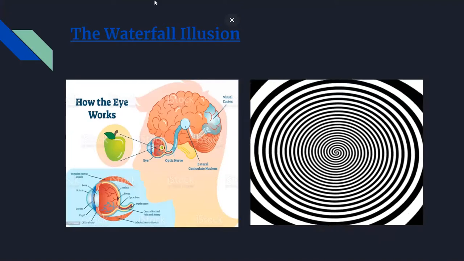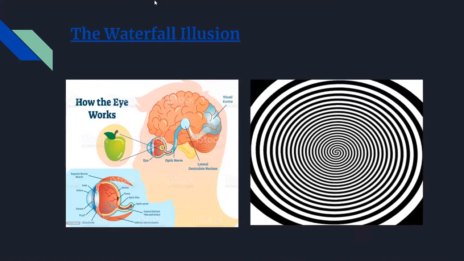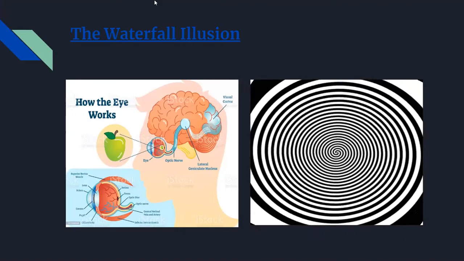The primary cortex would then send the information back to the eye to let the eye know that the illusion is indeed moving, tricking the brain and eyes to create the waterfall illusion.